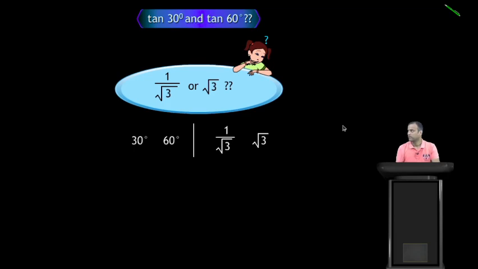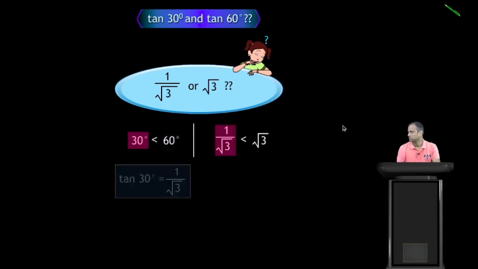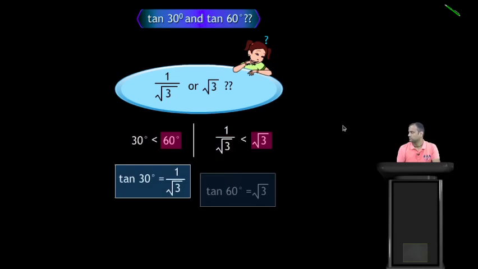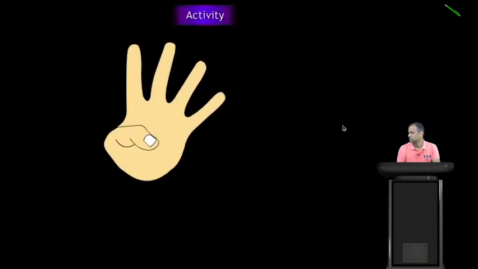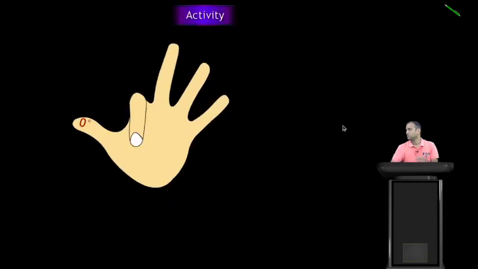So here we have two angles, 30 degree and 60 degree. And tan 30 is 1 upon root 3 and tan 60 is root 3. Okay, now there is another trick to learn all these values.